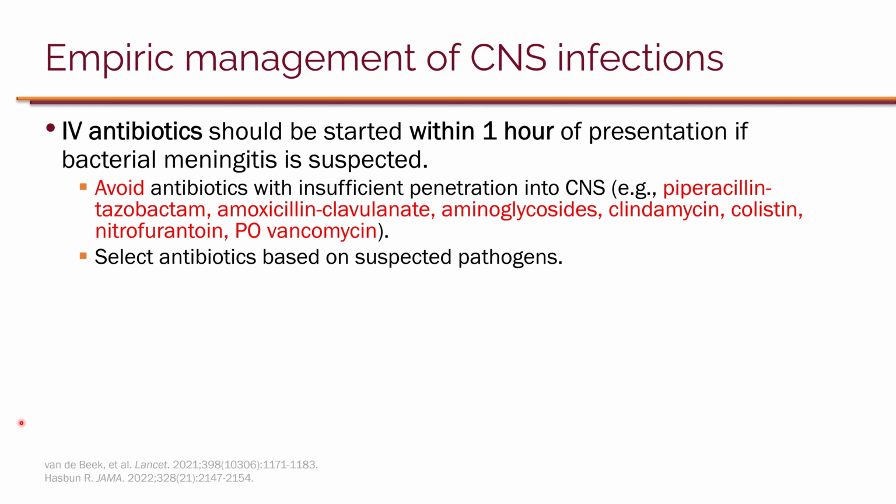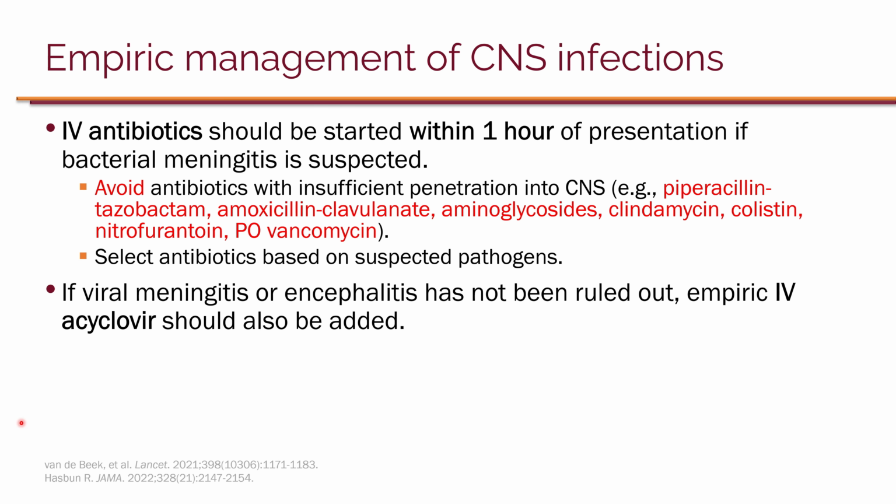Clindamycin has poor penetration. Colistin is only useful for infections in the urine, and the same is true for nitrofurantoin. And of course, vancomycin is not absorbed and should be avoided for any systemic infection. Now, select antibiotics based on suspected pathogens empirically.